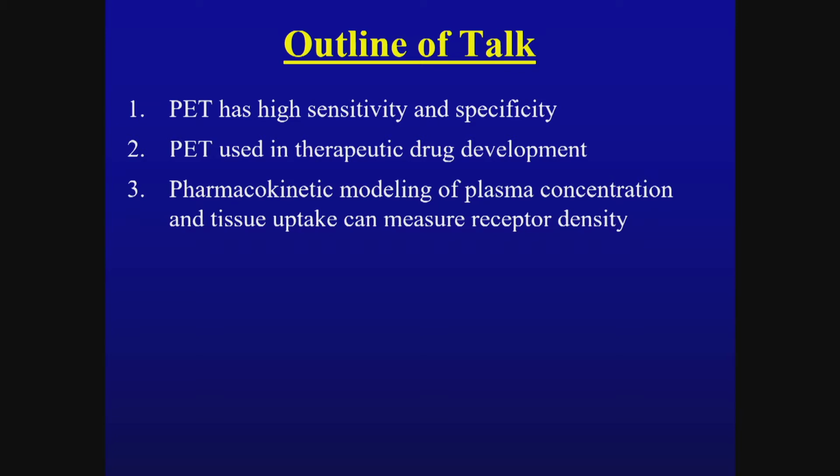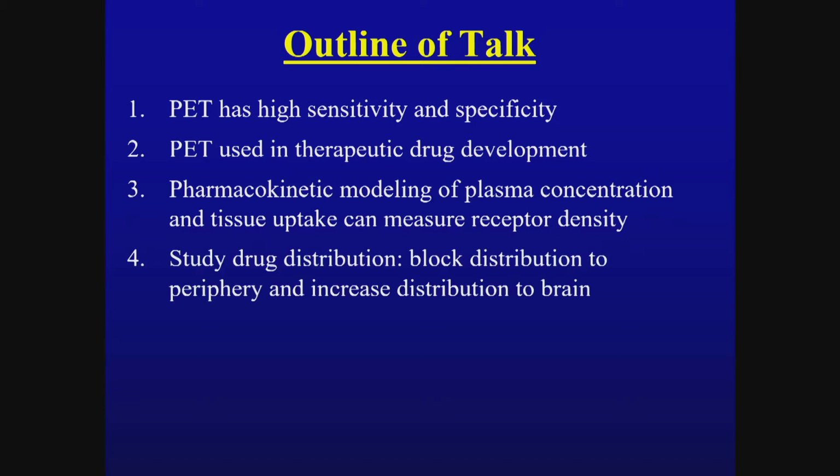I'll also try to explain in words and by simple analogies what pharmacokinetic modeling provides. And it's basically measuring the concentration of drug in the plasma, and the tissue uptake. And if you do both of those, you can measure the density of the target, of the receptor that the drug is working at. I'll show examples of how PET can be used to study distribution of drugs.